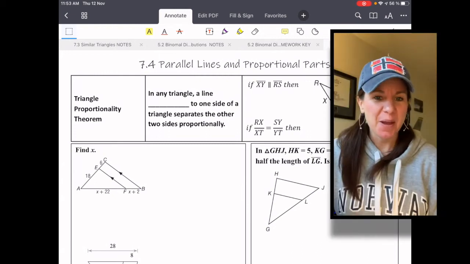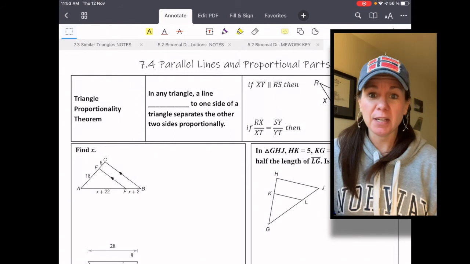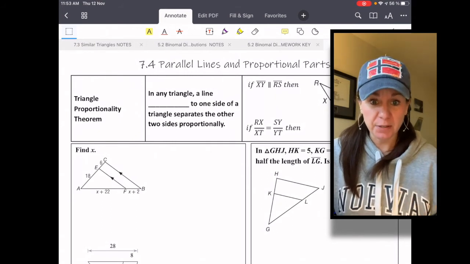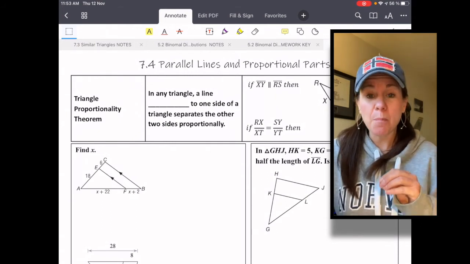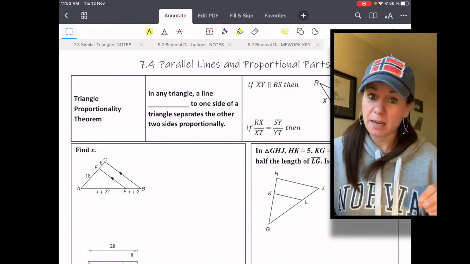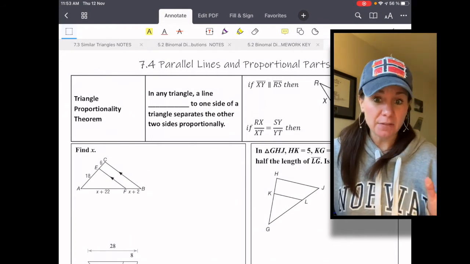Welcome back. We've been working with similar figures and proportions, but today we're going to take a break from similar figures and look at how parallel lines create proportions. It's nifty stuff, so let's go.